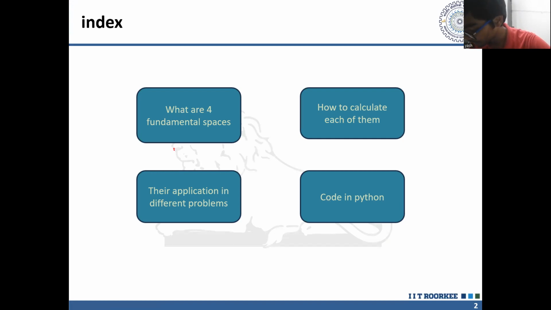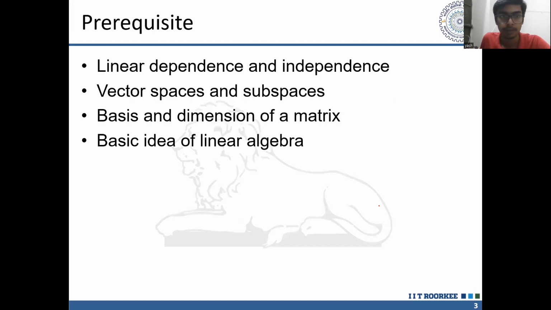Okay, so what we will cover in this presentation is basically what the four fundamental subspaces are, how to calculate them, their application in different problems, some real life, real world problems, and finally how to find them, code in Python.